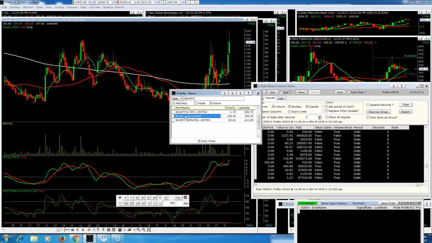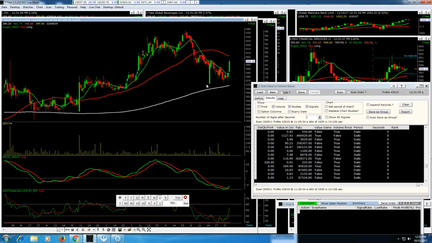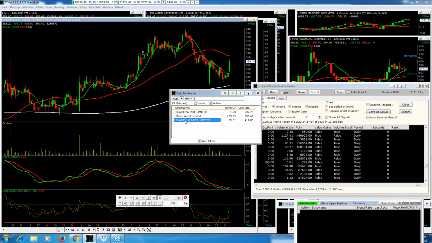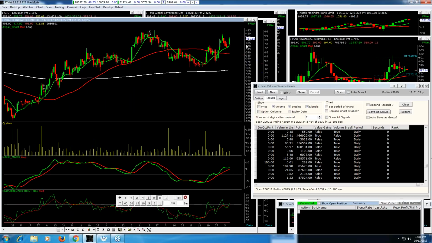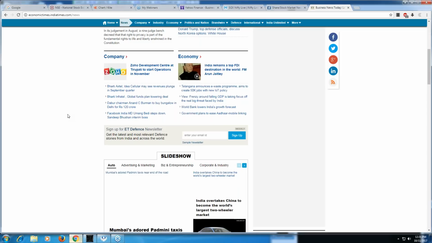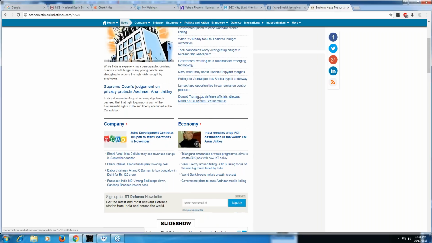Bharti Airtel and Infratel both had huge buying today, right? Both of them had huge buying because of this news. See here, this big candle. All of them are due to this particular news. So go and read all these news so that you are properly attuned with the market, right?